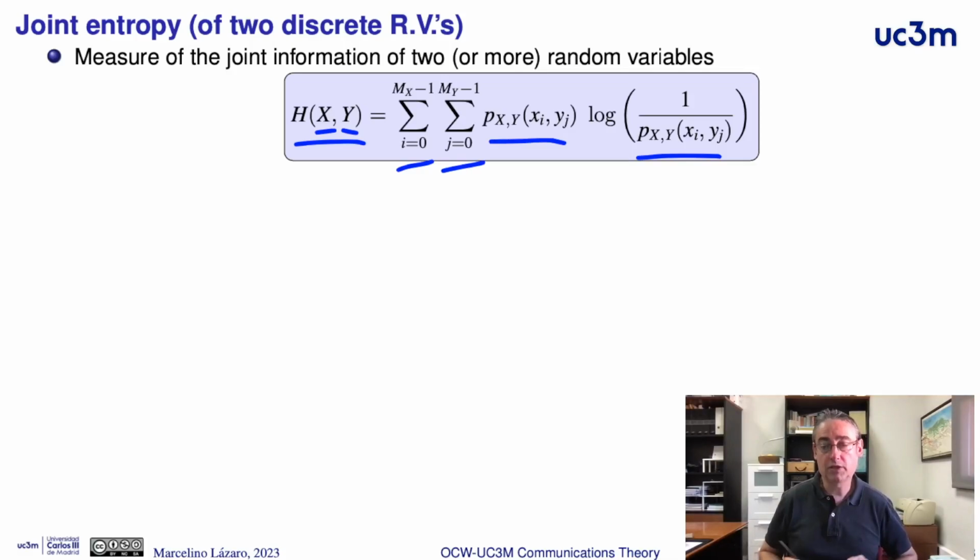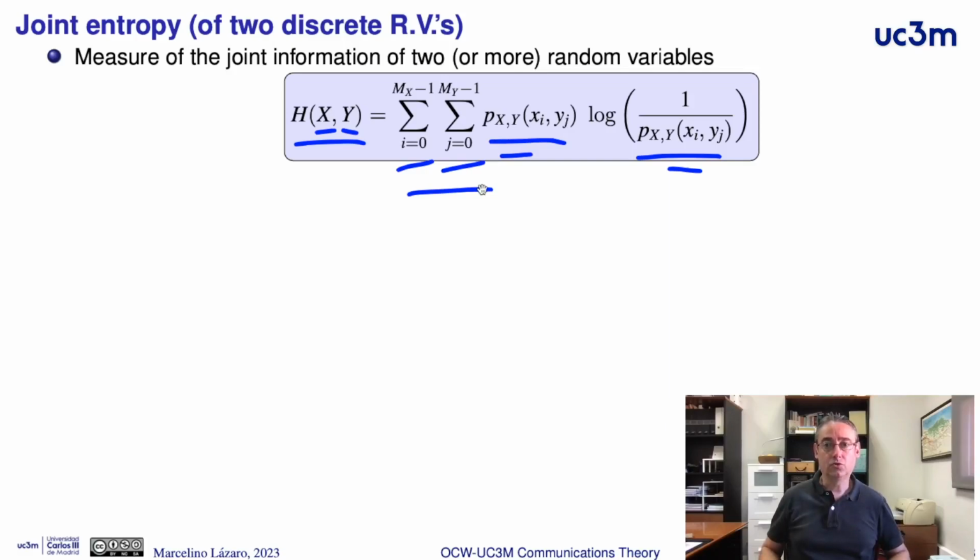With respect to the expression of the entropy of a single random variable, we have replaced the probability of x here, and we now have a double addition because we are considering the alphabets of two random variables instead of the alphabet of a single random variable. But it is a direct extension of the concept of the entropy of a single random variable.